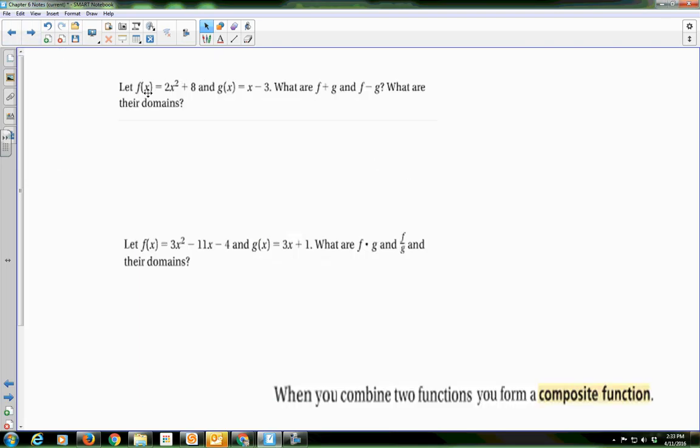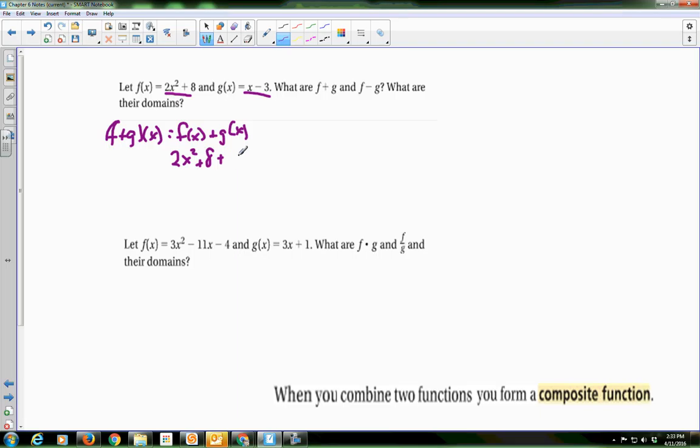All right, so let's take a look at two functions. f of x equals 2x squared plus 8, and g of x equals x minus 3. What are f plus g and f minus g, and what are their domains? So the first thing we're going to do is take these two functions. f plus g of x is equal to f of x plus g of x. We're going to take f of x, which is 2x squared plus 8, plus g of x, which is x minus 3.